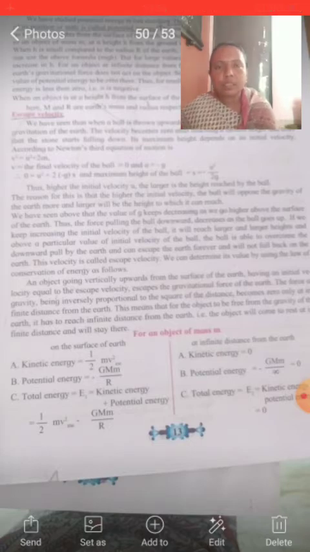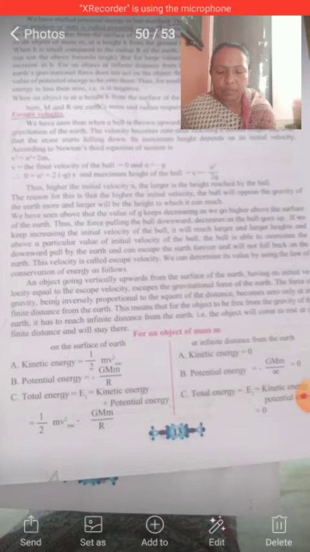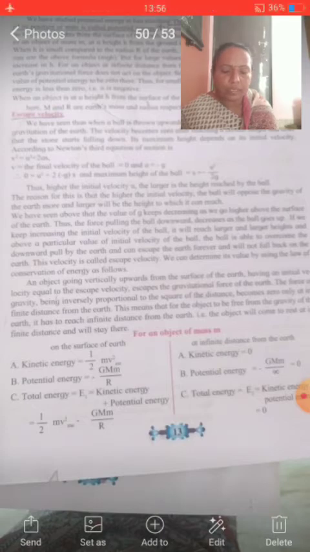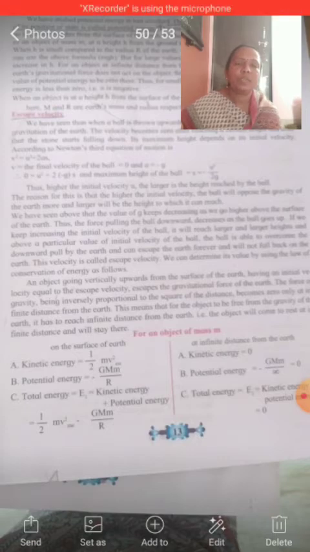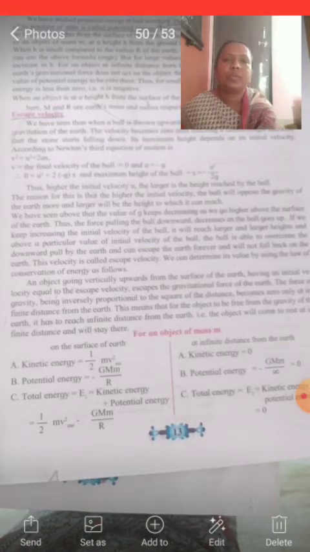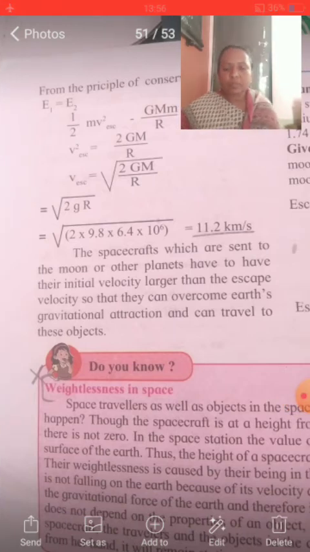On the earth, the total energy is equal to E1, and it is the addition of kinetic and potential energy on the earth. It is given in the equation. And at infinite distance, the total energy is given by E2, and it is 0 because at infinite distance there is no gravitational force, therefore mass is equal to 0 and velocity is also equal to 0, therefore total energy will be 0. According to the law of conservation of energy, E1 is equal to E2. It is shown in this equation, and by solving these equations we find the formula for calculating the escape velocity.